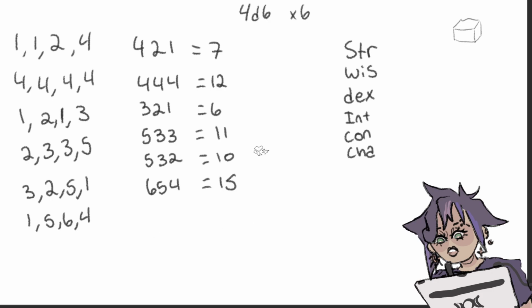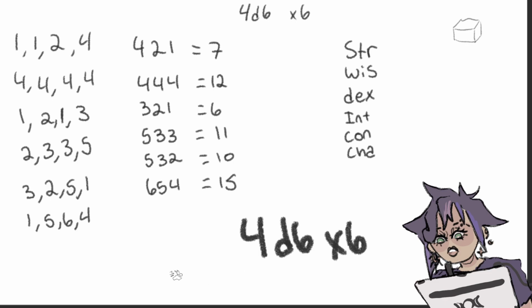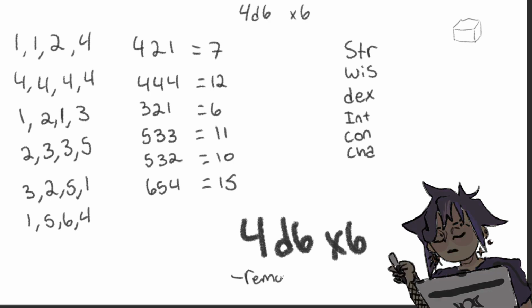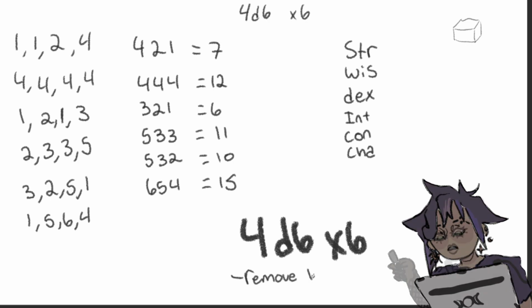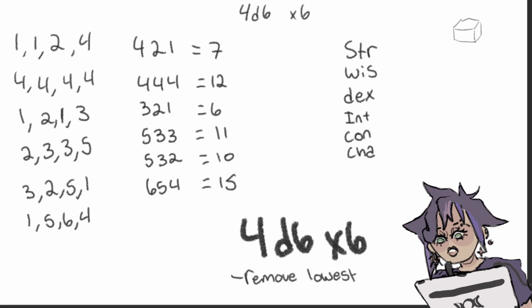Your formula for rolling stats. Again, I would use a bigger marker. 4d6 die, and we do this 6 times. You remove the smallest. Remove lowest. And that's pretty much it.